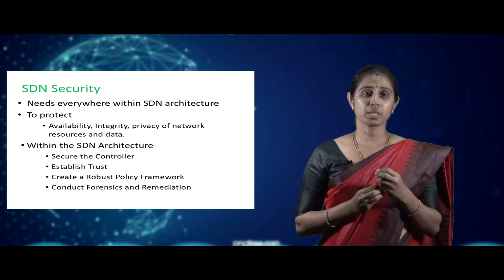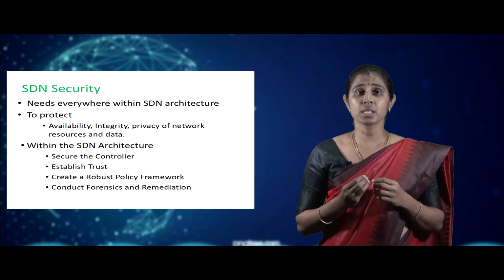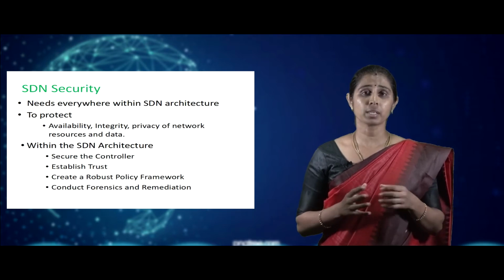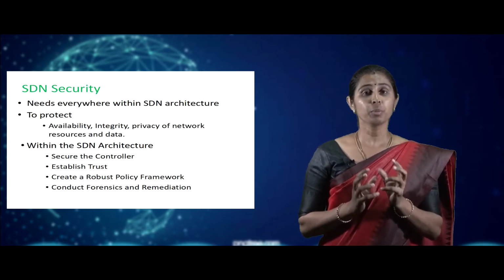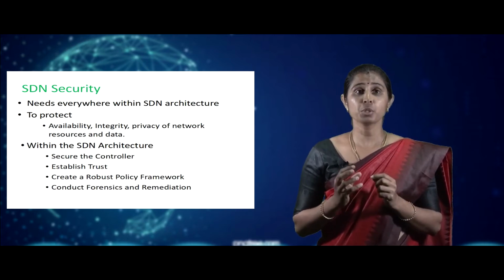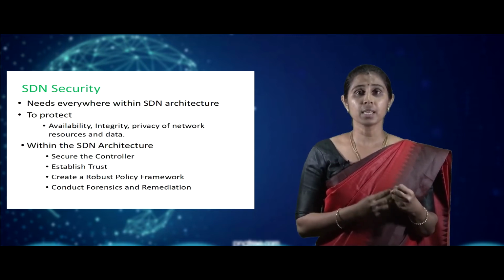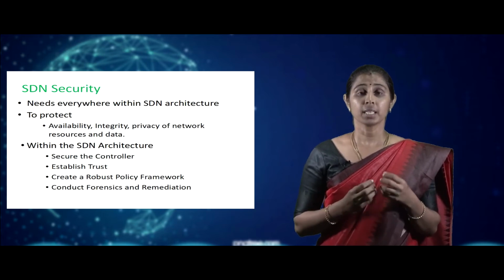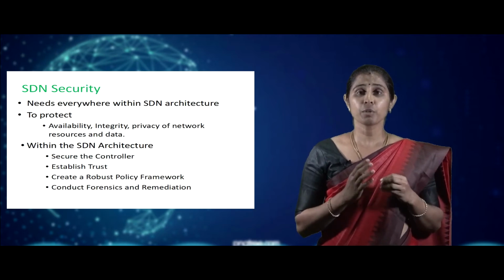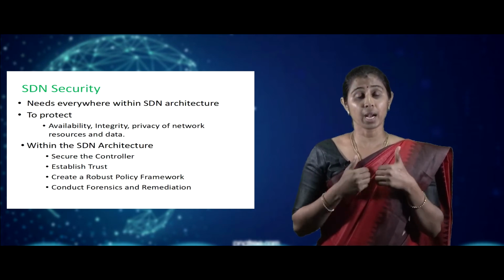We have to establish trust. Protecting the communication throughout the network is critical, but we also have to ensure the SDN controller, the applications loaded on it and the devices it manages are all trusted entities. Next, we have to create a robust policy framework, which means that when an incident happens, you must be able to determine what it is, recover as soon as possible, report the incident and then protect against it in the future. Last, we have to conduct forensics and remediation. What is needed is a system of checks and balances to make sure that the SDN controllers are doing what we actually want them to do.